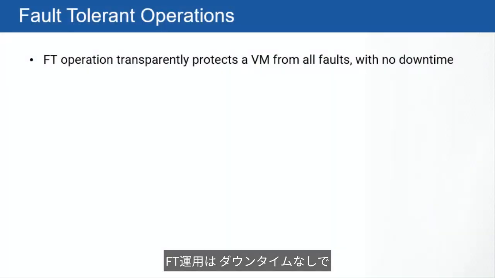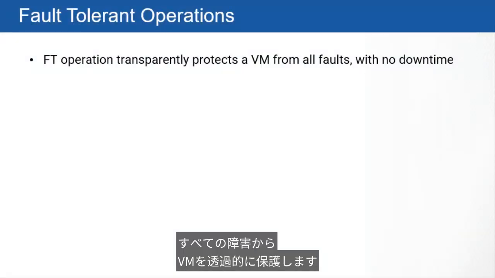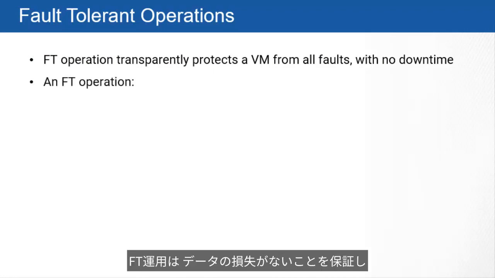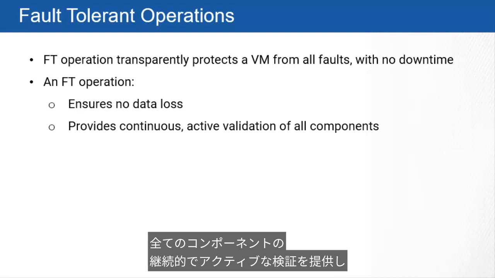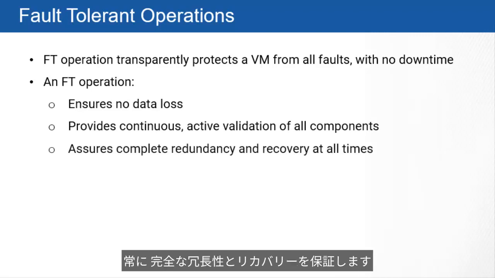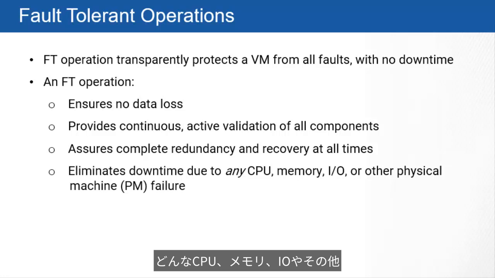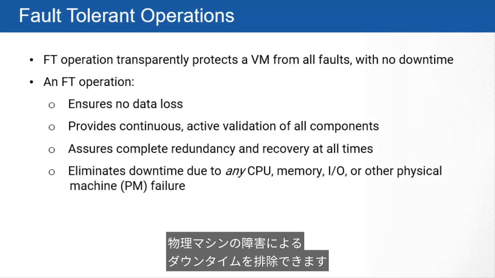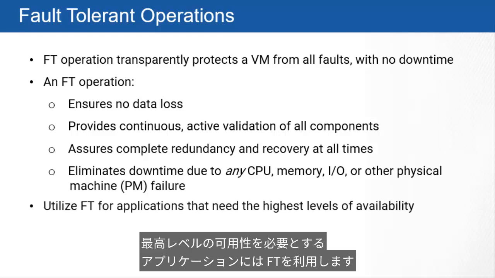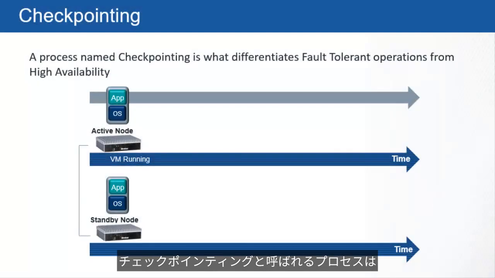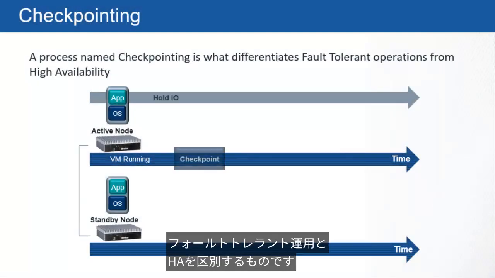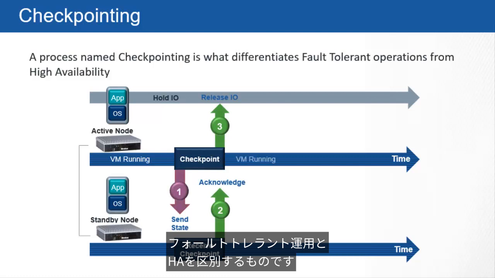An FT operation transparently protects a VM from all faults with no downtime. An FT operation ensures no data loss, provides continuous active validation of all components, assures complete redundancy and recovery at all times, and, unlike HA, eliminates downtime due to any CPU, memory, I/O, or other physical machine failure. You would utilize FT for applications that need the highest levels of availability. A process named checkpointing is what differentiates fault-tolerant operations from high availability.